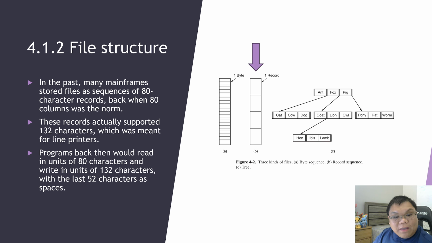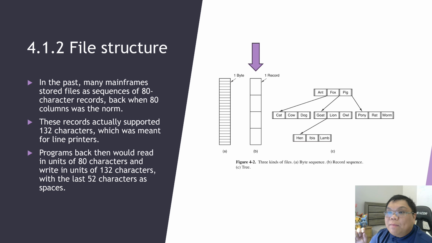There was a time where computers would only display up to 80 characters in a line on the screen. At the same time, there were line printers that would print up to 132 characters at a time. If you had a program that had to save files onto the disk, well, back then it would have been magnetic tape or something like that.